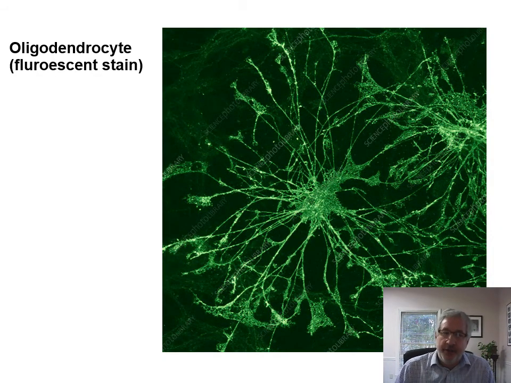Here's an actual oligodendrocyte. They stained this. They added an antibody that has a fluorescent molecule on it. Then they shine a light from the side on it, and that molecule fluoresces. And generally, you have red or green when you're doing these kinds of fluorescent stains. So this stain happens to be a green stain. So you can see all of the processes coming off of this oligodendrocyte.